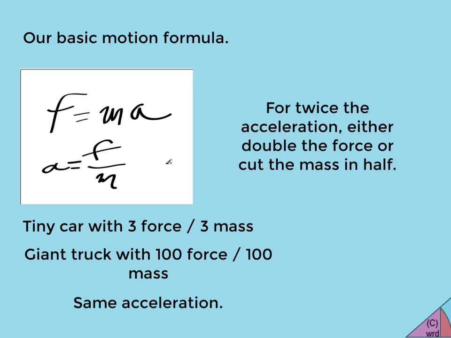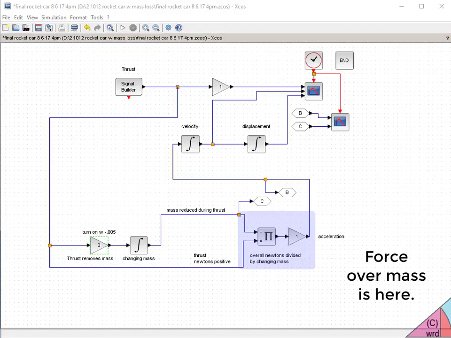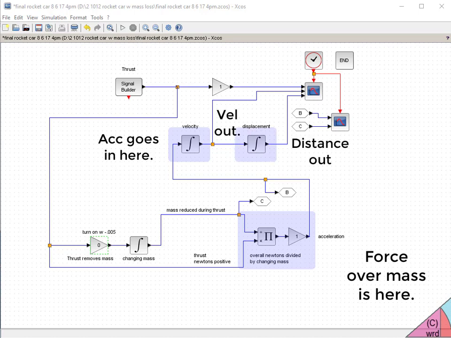It also shows that to get twice the acceleration, you can either double the force or cut the mass in half. Once we have divided force by mass, we put our acceleration into the first account of a two-account chain for straight-line motion. Our first account takes in acceleration and puts out velocity. Velocity goes into a second account and total distance comes out.